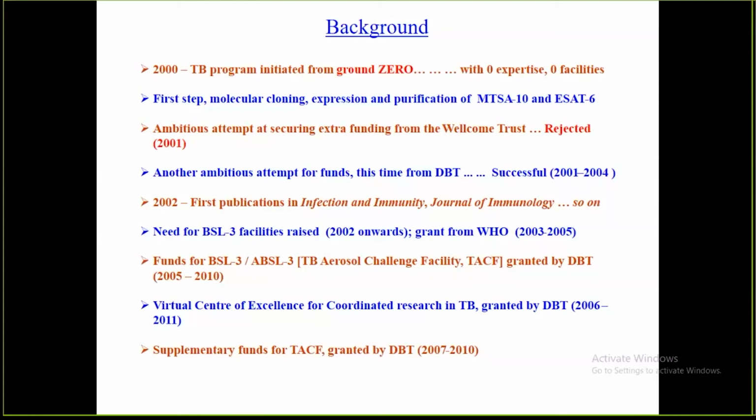And we came together and we started writing up this project. And in the meantime, the facility was set up and it became functional in 2008. Supplementary funds also came for the facility in 2007.